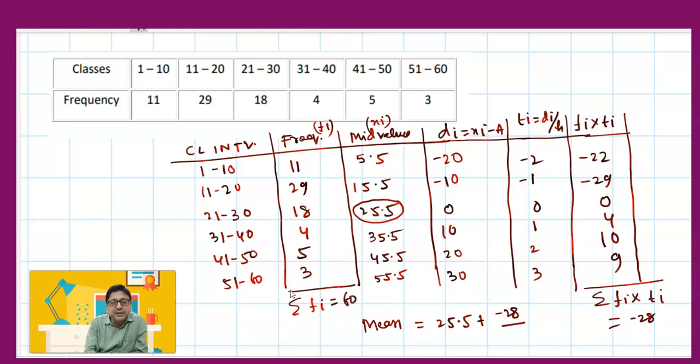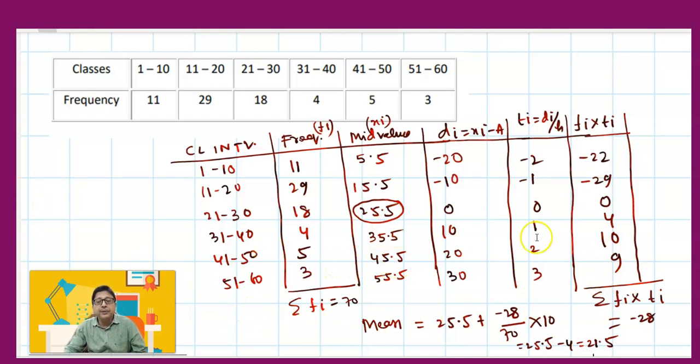Just check once more. 8, 12, 12, 18, 30, 30. Then it is 41, 41 and 29. This is going to be 70 here. So sigma fi equal to 70. So this by 70 multiplied by the length of interval, which is 10. So this is going to be 25.5 minus 4, that is 21.5. So this is the mean of this observation.